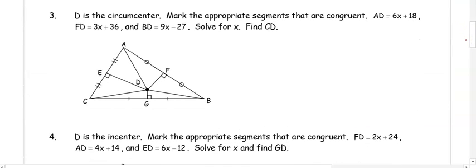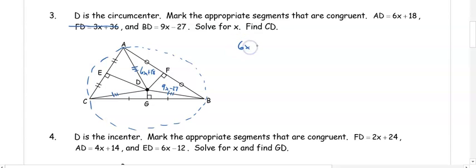In number 3, D is a circumcenter, which means that the circle is going to go around our triangle. So that means AD, BD, and CD are congruent. We're given that AD is 6x plus 18. FD is not one of the segments that we know is congruent, and BD is 9x minus 27. We want to find CD.